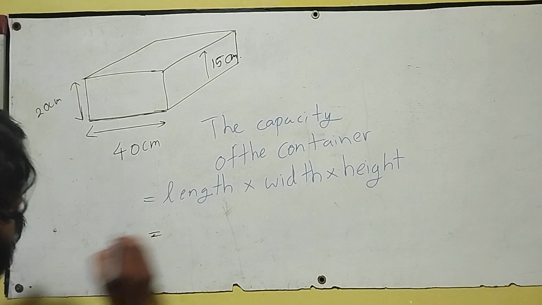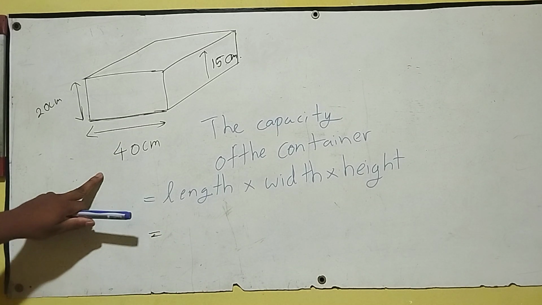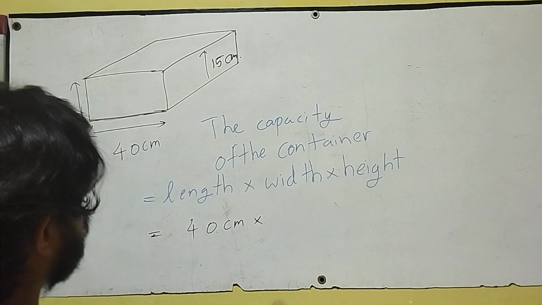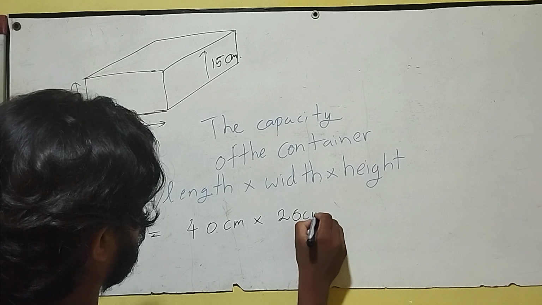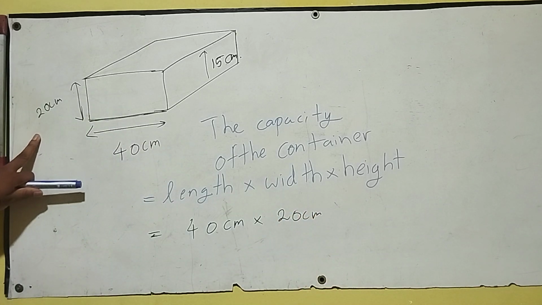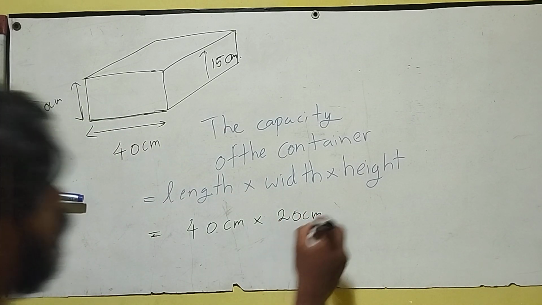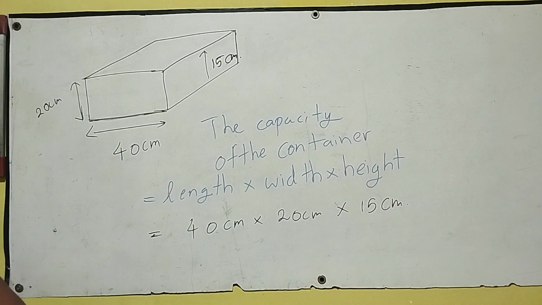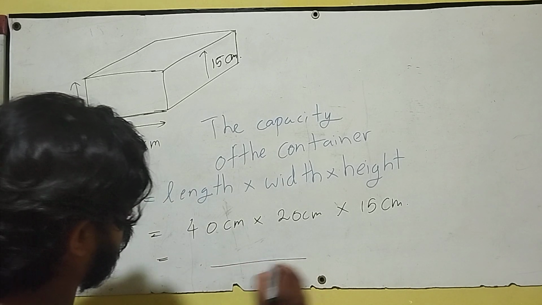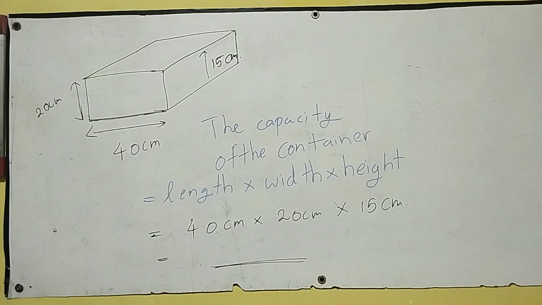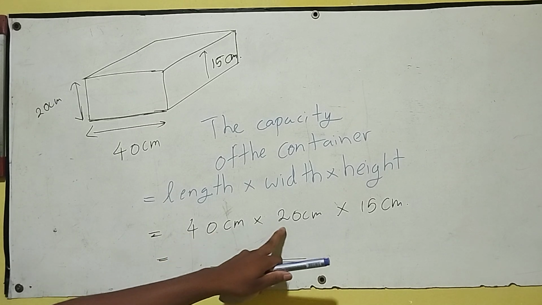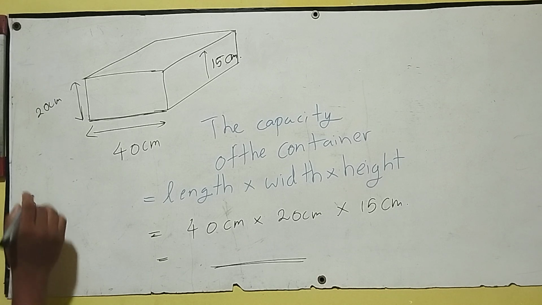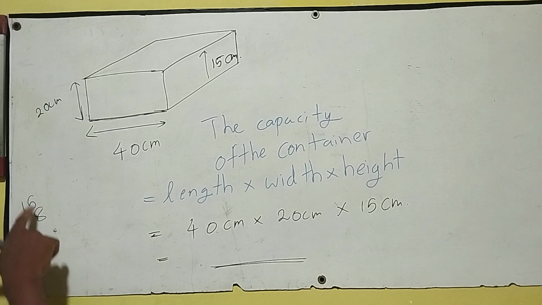Okay. Now length 40, width 20, height 15. Now find it out. 4 multiplied by 2 is 8. Then 8 multiplied by 5.